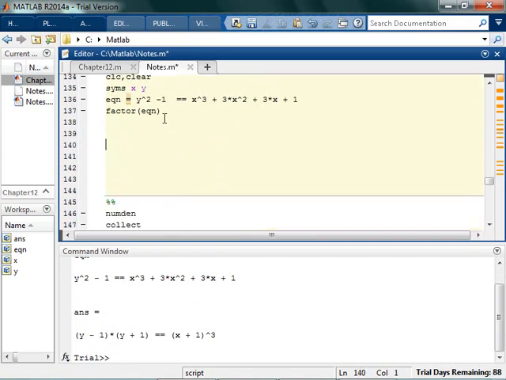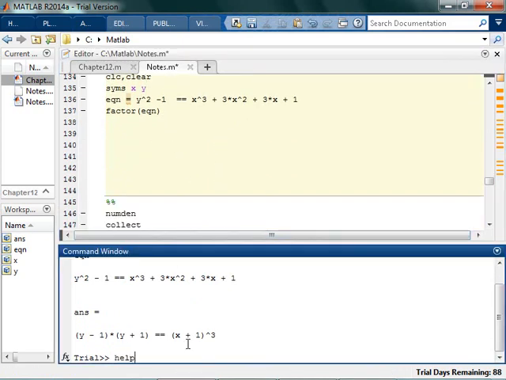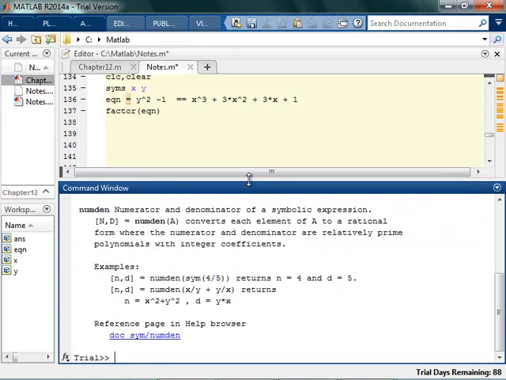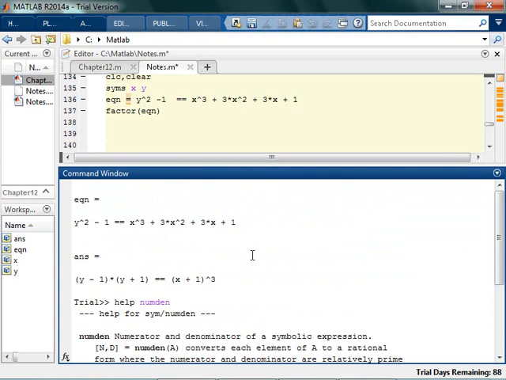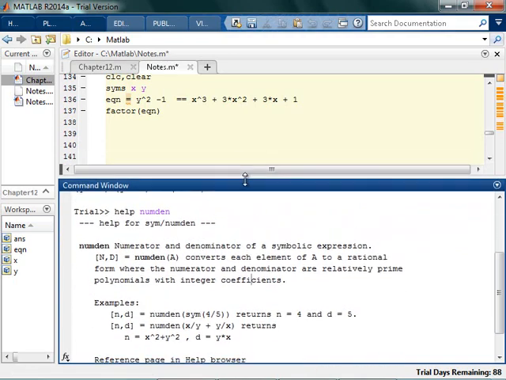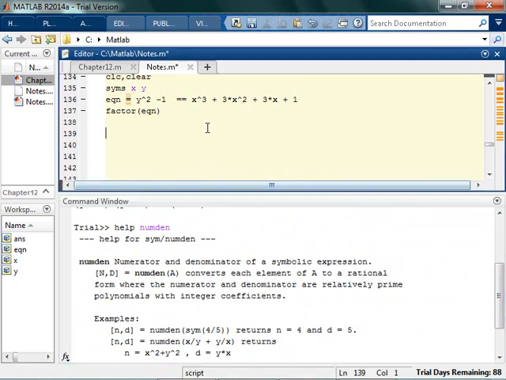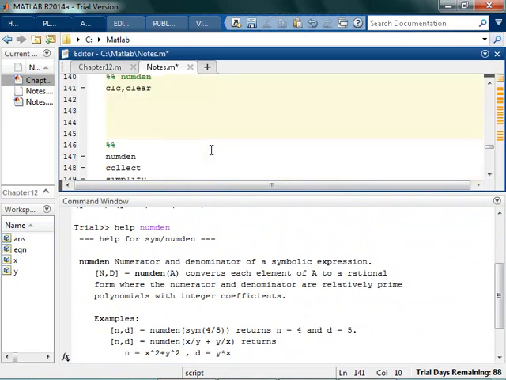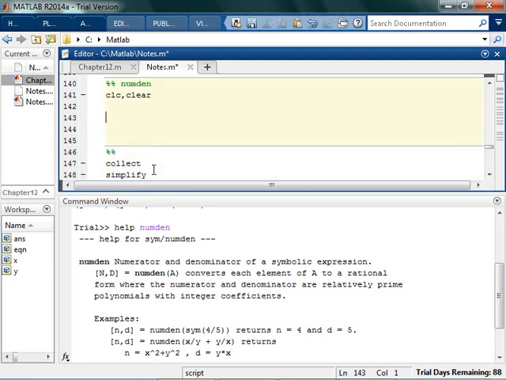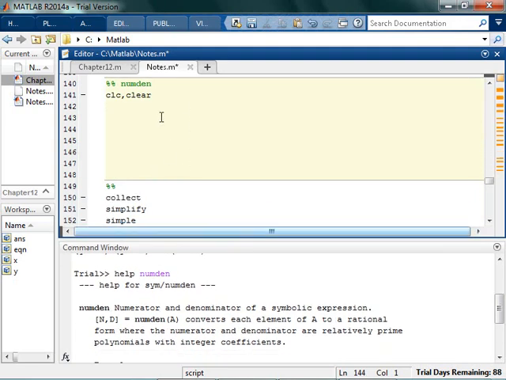All right, what am I going to do next? numden. Numden sounds funny. Help, numden. Ooh. Numerator and denominator. It's kind of a boring name for a function. It's like a terrible name for a child. This is my little one, numden. All right. So anyway, numden. I'm going to stop now.